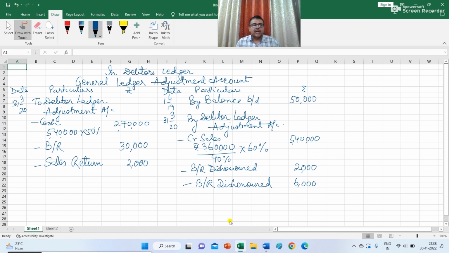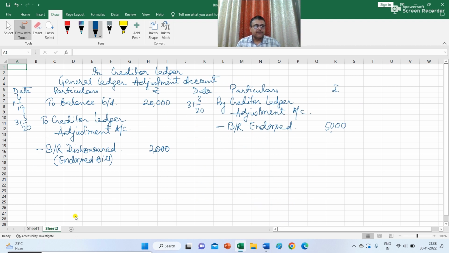Next is interest charged to customer. So this is going to increase the amount of debtor balance. So I have to write here interest 120. Your journal entry is debtor ledger adjustment account debit to general ledger adjustment account, and the purpose is for charging the interest to customer.